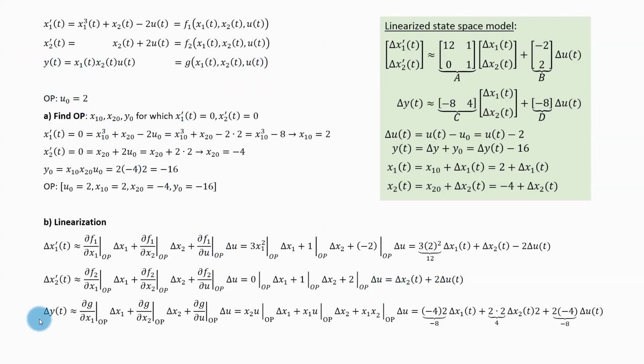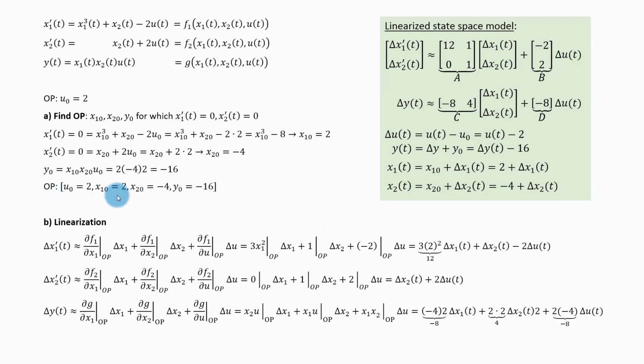So the linearization I can find in this form, and first I need to take this derivative. I need to take the derivative of this with respect to x1, and that will be this. Then I need to take the derivative of this with respect to x2, and that will be this. And last, I need to take this derivative, that is the derivative of this with respect to u, which will give me this.